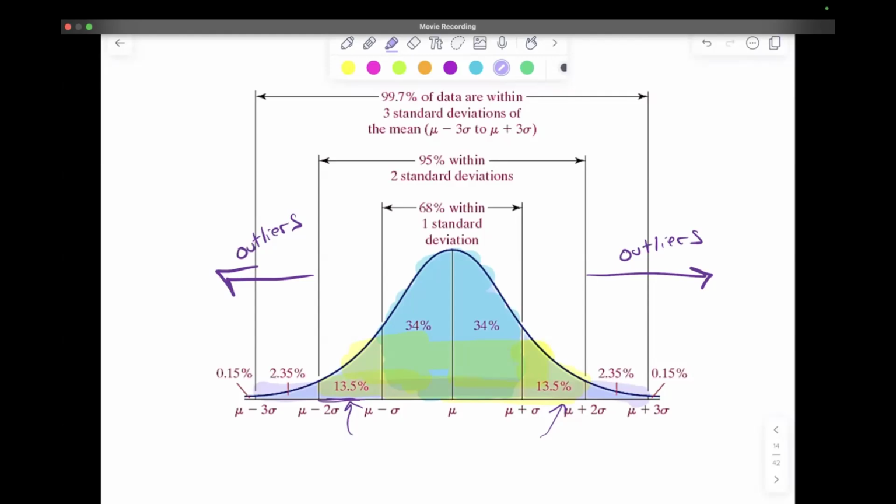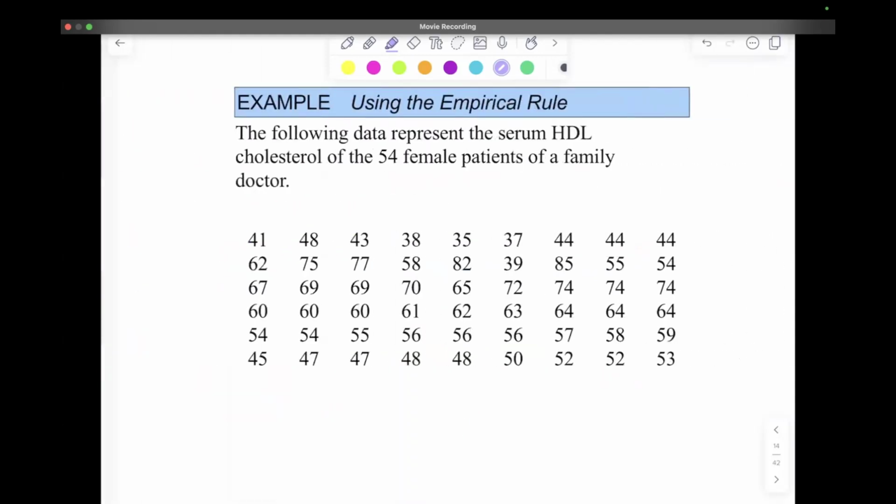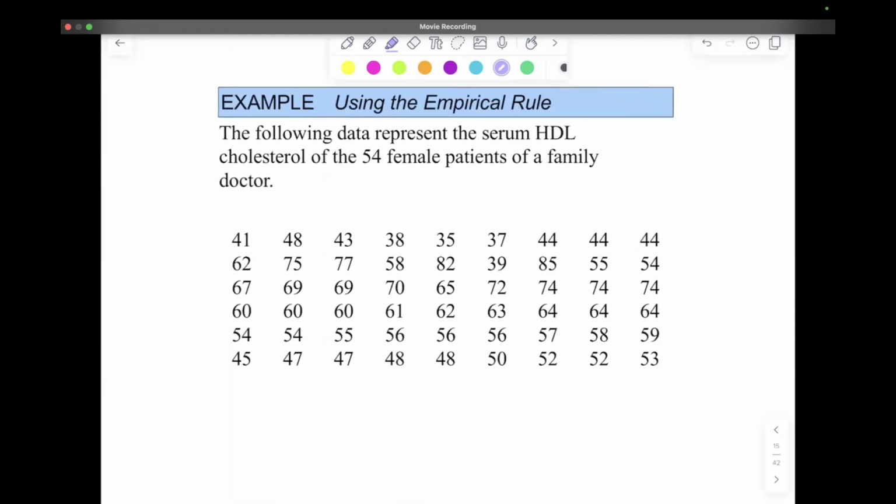All right. Going to the next screen unless anyone needs to wait. So here is, I don't know what this is, but I'm sure many of you medical people might know what this is. This data represent the serum HDL cholesterol of 54 female patients of a family doctor. So this is a sample of 54 women and their serum HDL cholesterol levels.